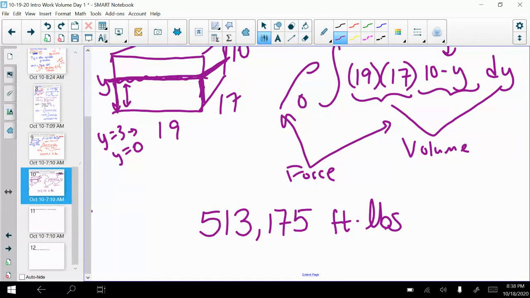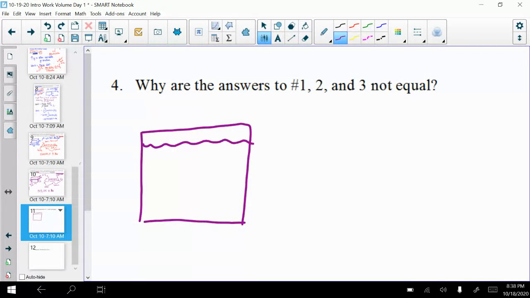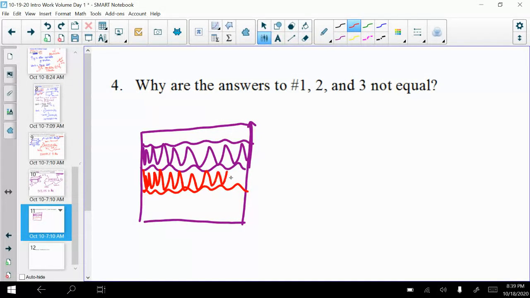You might wonder, why are our answers not the same? In this first one, if you look back, we went from 9 to 6, and we lifted this water up to the top of the tank. In the second one, we went from 6 down to 3, and then we lifted this water out of the top of the tank. And then in the last one, we went from 0 to 3, and then we lifted this water out of the top of the tank.